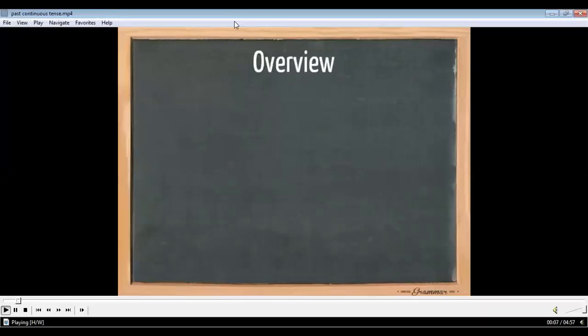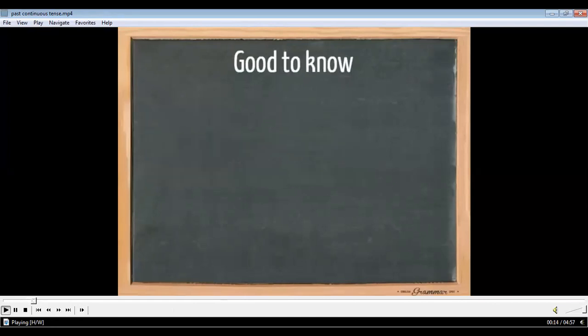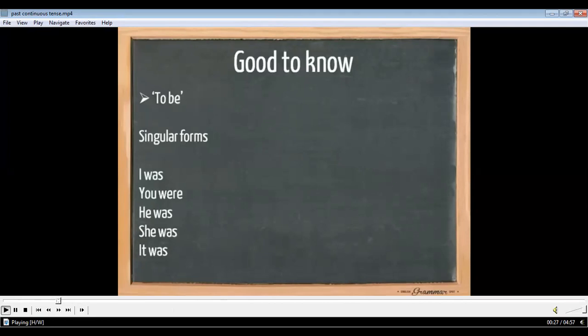In this lesson, I'm going to show you how to form a past continuous and when to use a past continuous. But before we get started, it's good to know how to conjugate the verb to be in its past tense. For the singular forms, I was, you were, he was, she was, it was. And for the plural forms, we were, you were, they were.